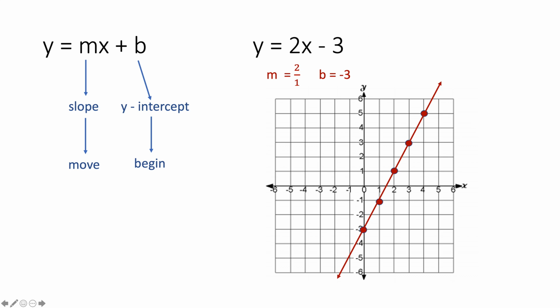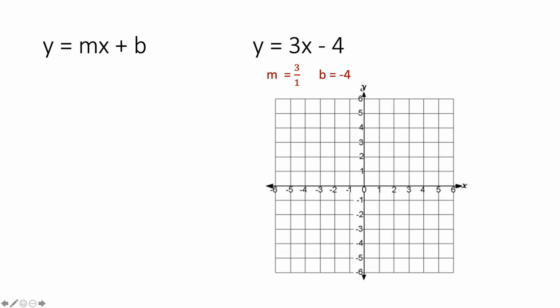In other words, I can look at the equation, figure out the slope and the y-intercept, and once I do that, I can draw it really quickly on the graph. I can begin at -3, always on the y-axis, and then I go up 2 over 1, up 2 over 1, up 2 over 1. And then I connect the dot, okay?